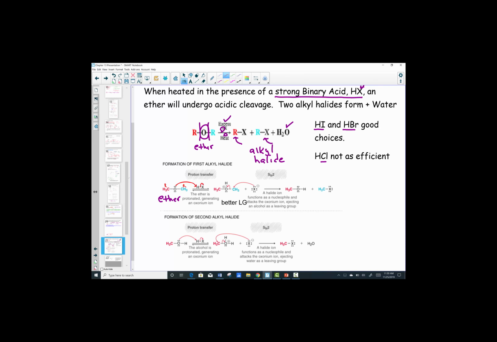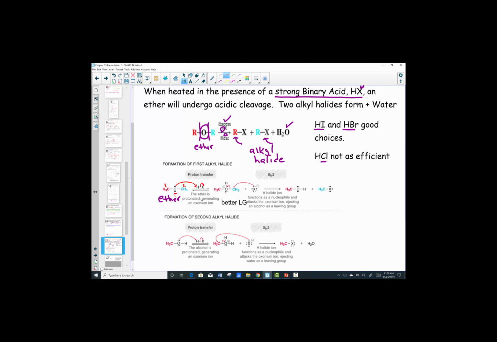And this then, the X negative, is cleaved. So here we have the generation of X negative, that will be your bromide or your iodide. And remember, what we just did here was turn this oxygen into a better leaving group. So we protonated the ether. In our first step, the acid protonates the ether at the oxygen site.